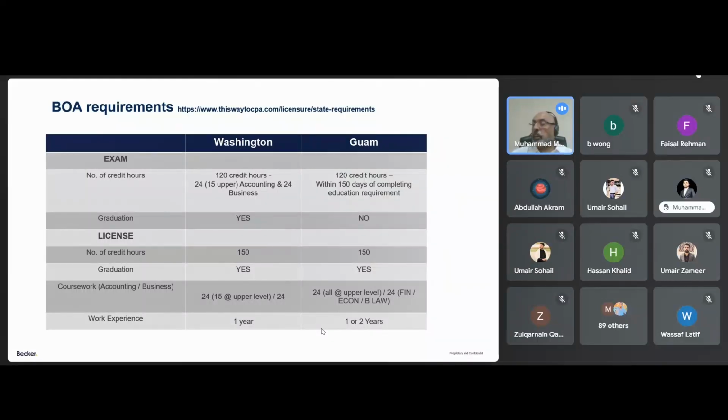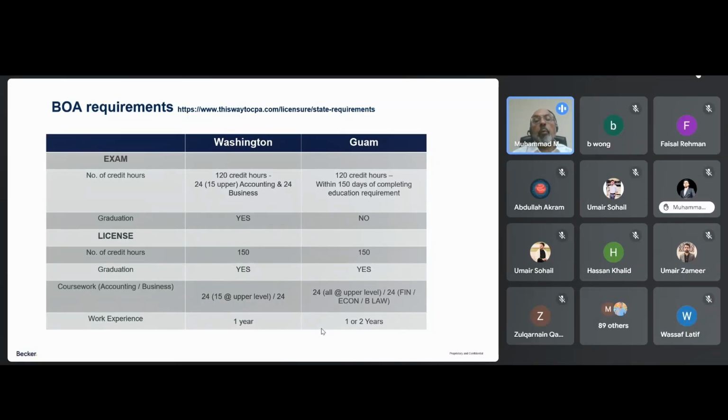So here I give you the example of Washington state's requirement. Two things you can see: exam and licensing. You can see two parts of this slide. As far as the exam is concerned, how many credit hours are required? Washington requires 120 credit hours.